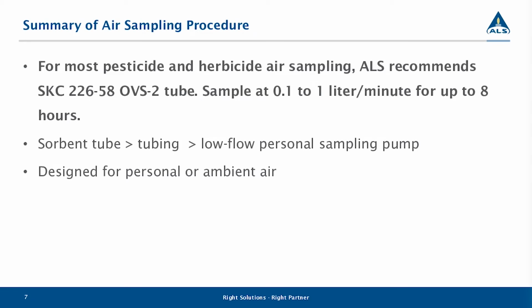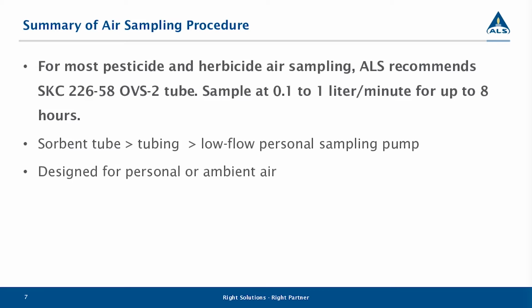So this is kind of covering that OVS tube. For the vast majority of the pesticides we are capable of running, the recommendation is that 5/8 tube, the OVS tube that I showed a picture of. It's got a wide range of sampling flow rates to set your pump at, but it is designed to handle 1 liter per minute for up to 8 hours of sampling, which is really unique for this type of sampler.